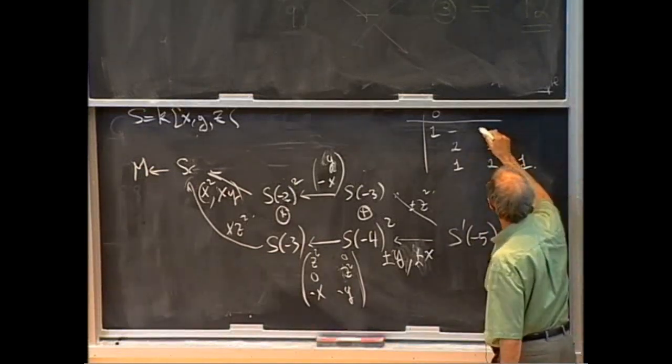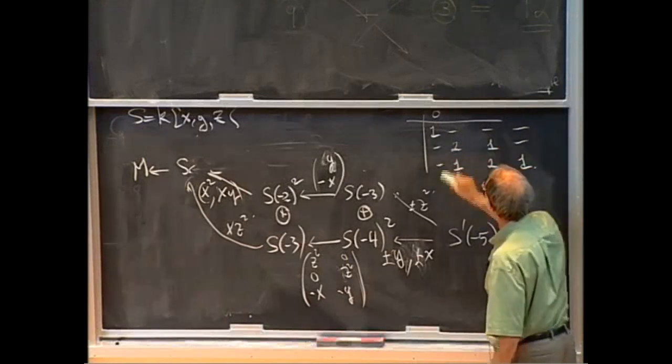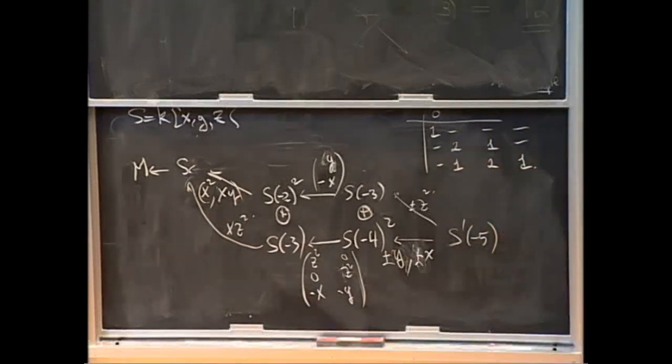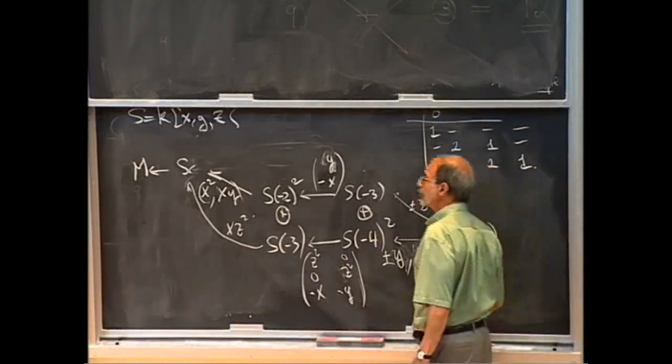Sometimes if I want to emphasize the fact that the rest of the entries are 0, I might put zeros or I might put dashes. Okay, so there's the Betti table associated to this easy example.